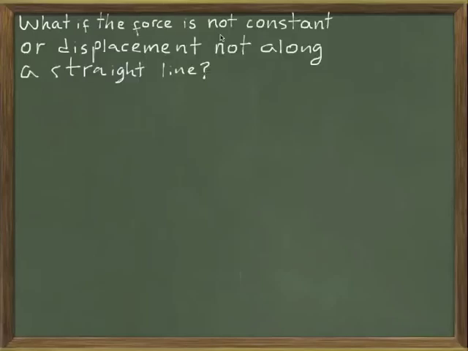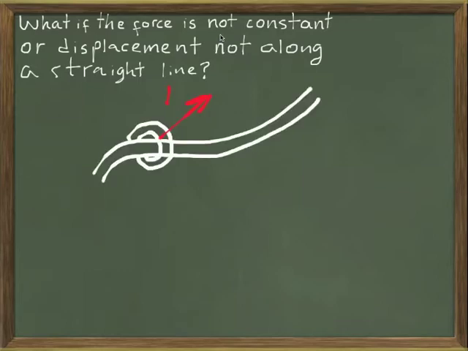Now what happens when the force is not constant, or maybe when the displacement is not along a straight line? Because we said that work was the force dot product with delta S, right? But what if the force changes? If over this distance the force was this much, but sometime later the force is less, how would you calculate the work done by that force?